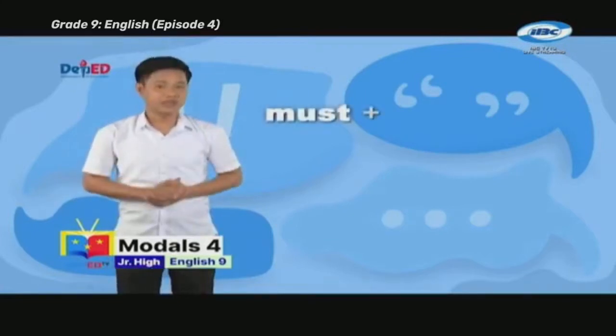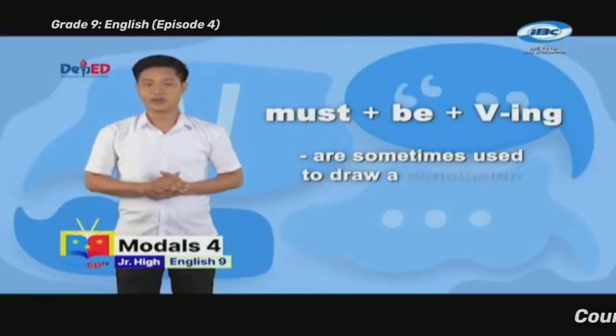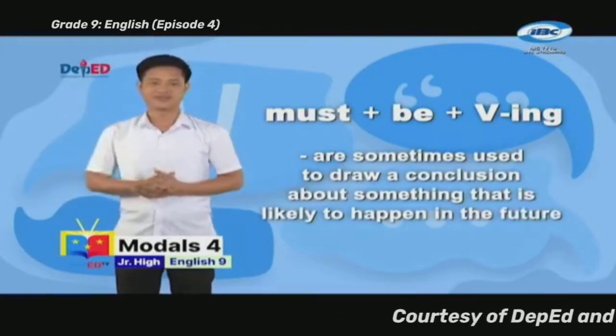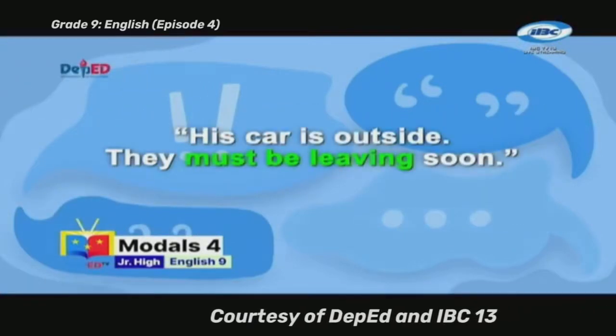Must plus be plus the verb in -ing are sometimes used to draw a conclusion about something that is likely to happen in the future. His car is outside. They must be leaving soon.